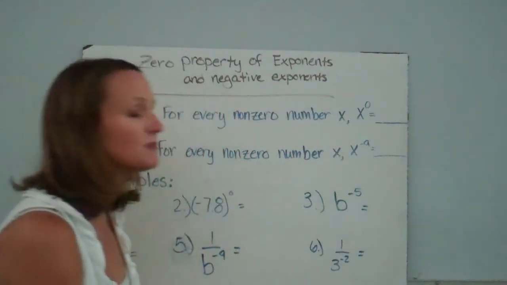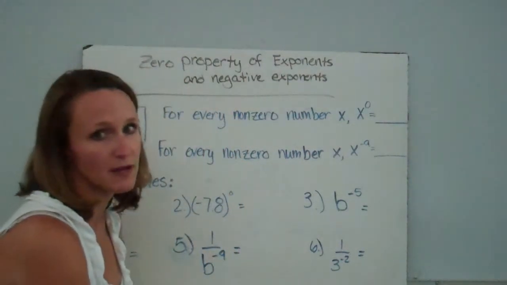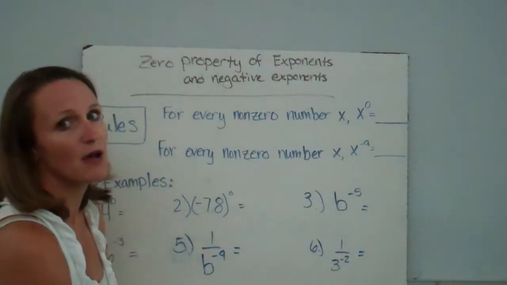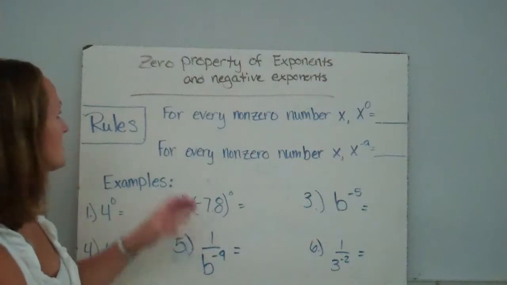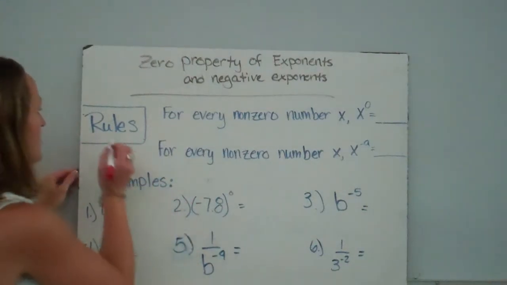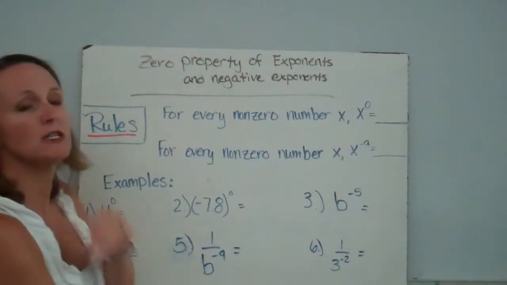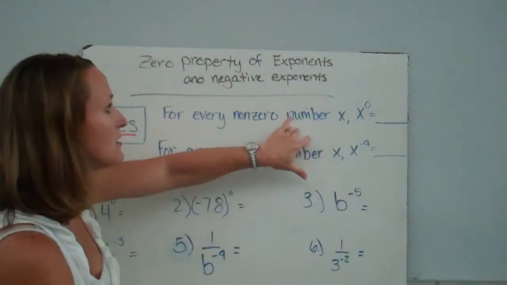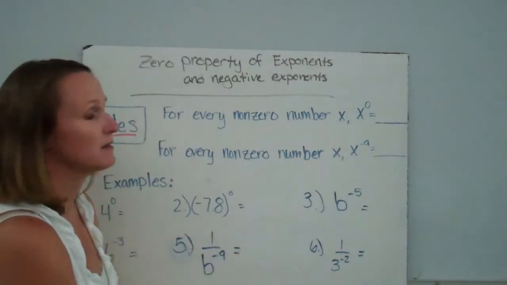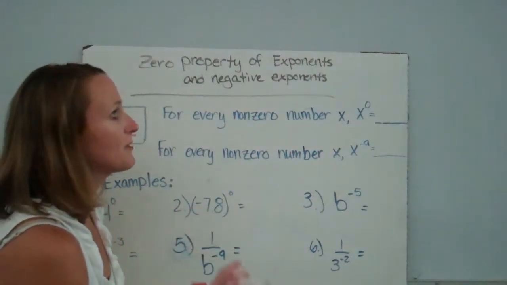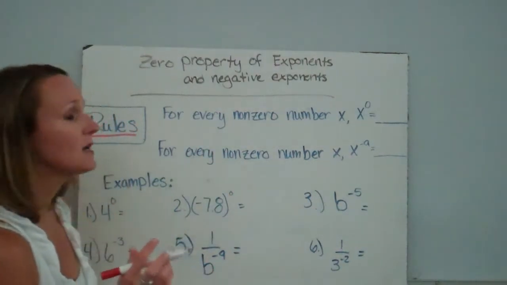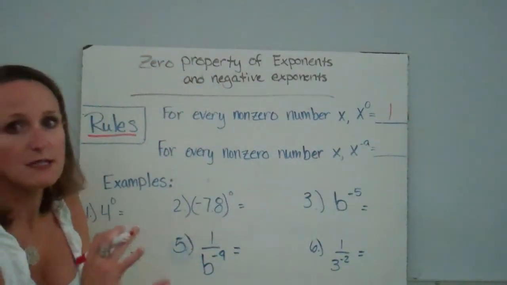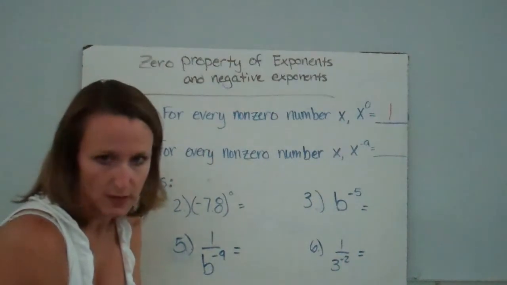Okay, so let's talk about some new properties of exponents that you may or may not have heard before. We want to talk about the zero property of exponents and what happens when we have negative exponents. So there's 2 really important rules that you need to remember forever. First one is that for every non-zero number, non-zero just means the number is not zero, non-zero number x, if we have x to the 0 power, it's going to be 1. Anything to the 0 power equals 1.